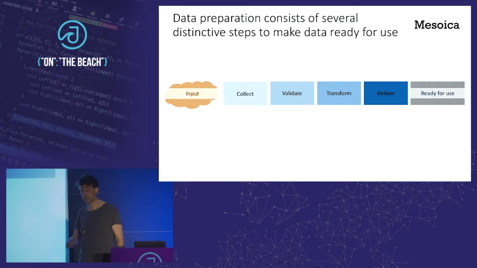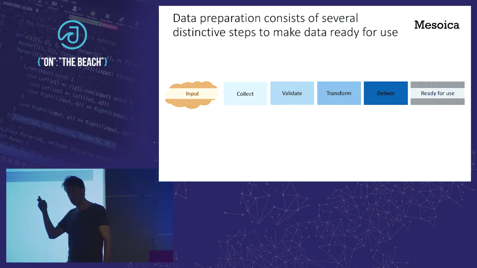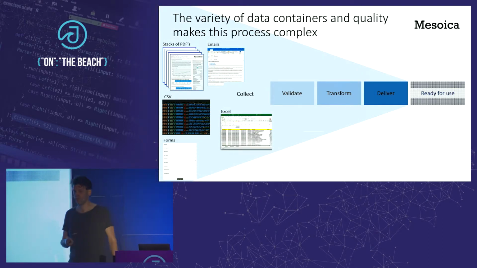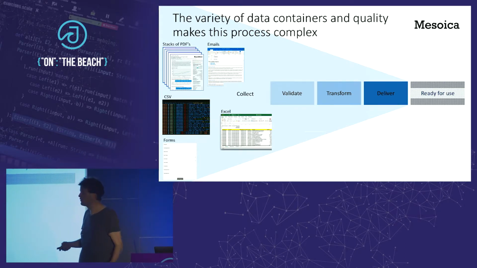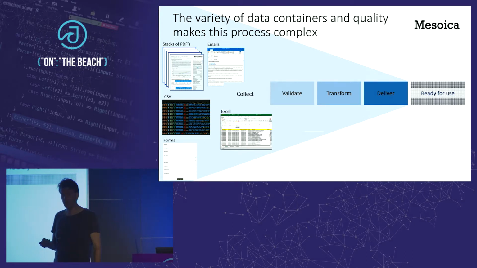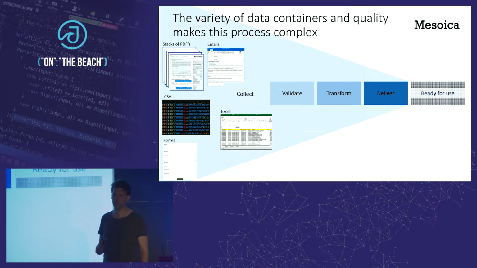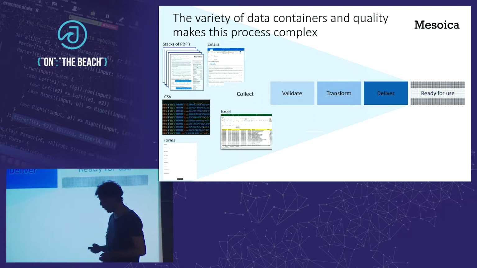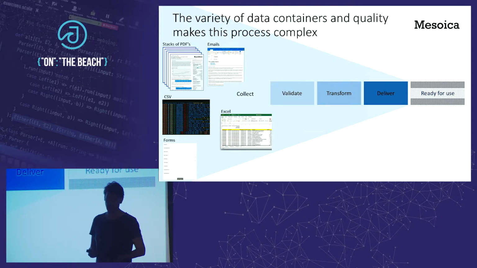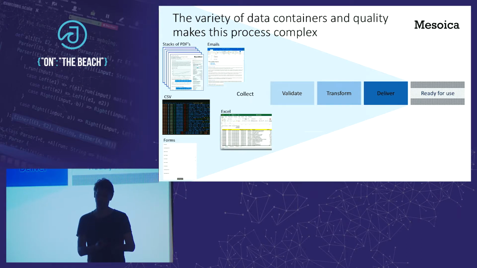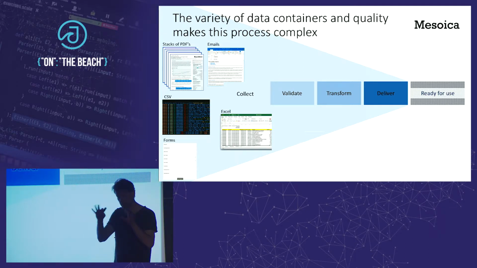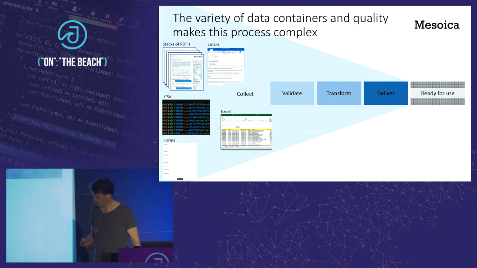So let's go back to the data preparation process, right? As I said, it's inputs, collection of data, validation of data, transformation of data, delivery of data. And what makes this process so complex, because in essence it's not a very complicated process, it's a couple of steps, is the data containers that are input to the process. These are the data containers that I club under the small data term. By data container, I mean really a vessel for data. You can have a PDF that has data in there that you need in your process. You can have an Excel that has data in there you need in your process. So the variety of those data containers makes this process complicated.